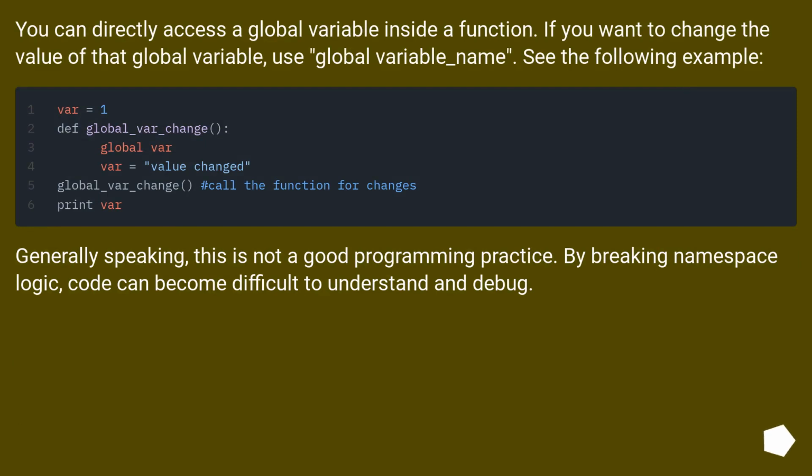You can directly access a global variable inside a function. If you want to change the value of that global variable, use global variable_name. See the following example. Generally speaking, this is not a good programming practice. By breaking namespace logic, code can become difficult to understand and debug.